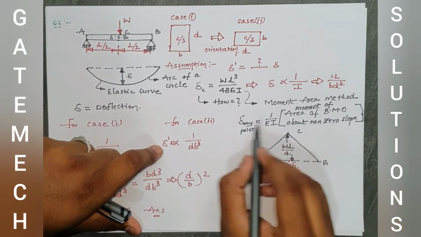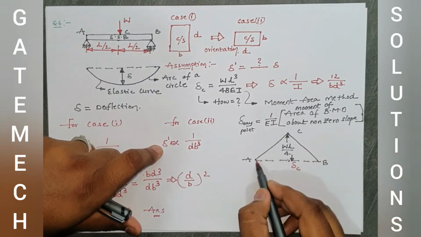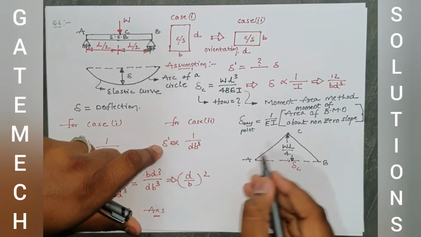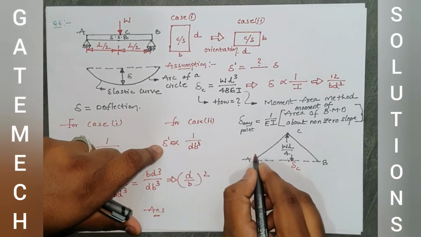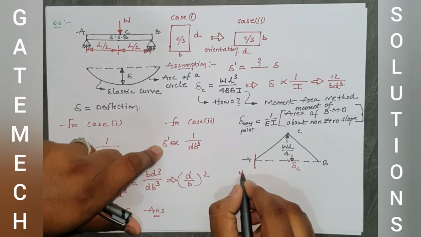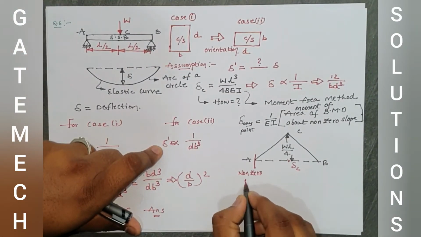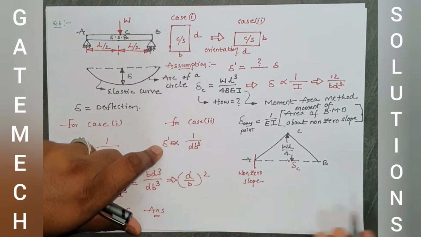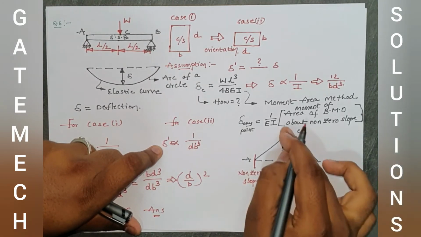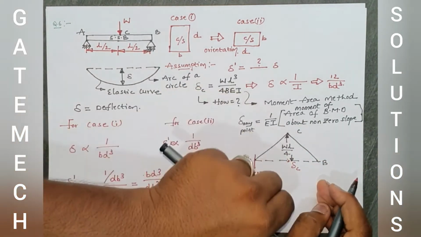And according to this moment area method, the moment of the area of the bending moment diagram has to be taken. So if you want to take the moment, for the perpendicular distance, you need to know that the moment is also about a non-zero slope point. So here at point A, the slope is not 0. You can take about B also. B is also a non-zero slope point. So in between these 2 points, whatever the bending moment is there, calculate that area.